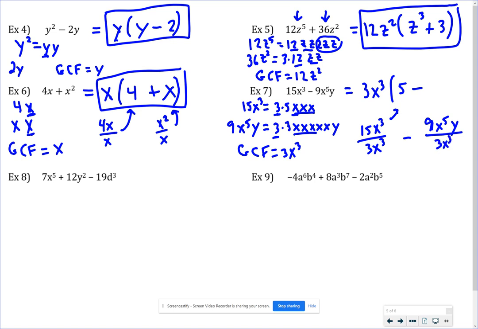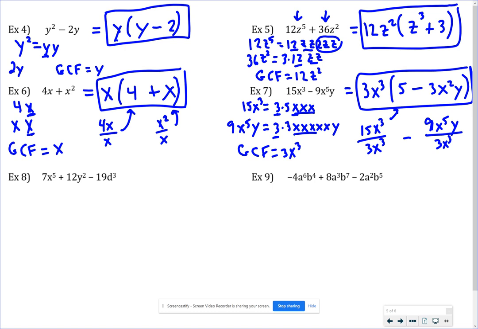And the minus sign stayed in the middle. 9 divided by 3 is 3, and if I do x to the fifth divided by x to the third, that takes out 3 of the x's and leaves 2, but there's also a y there, and we're done. And you can check your answer by redistributing.